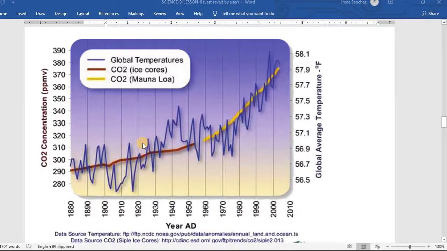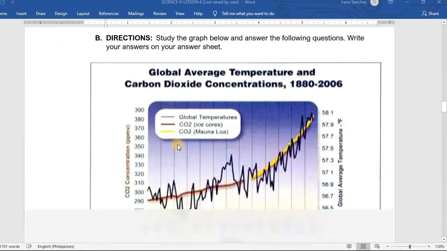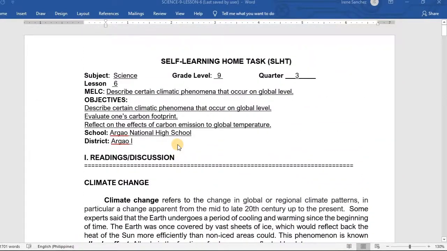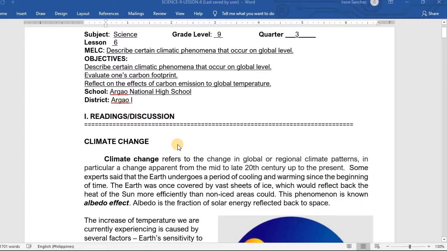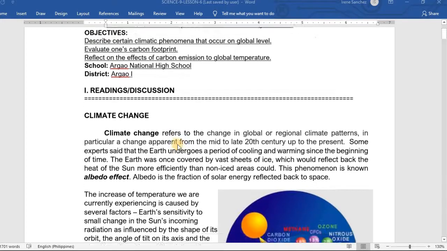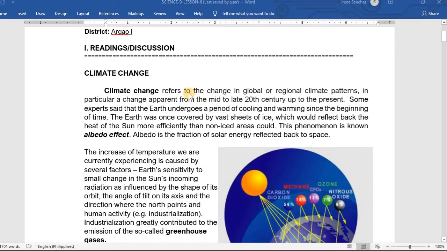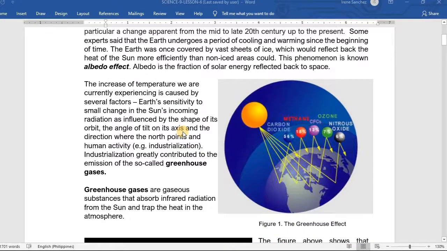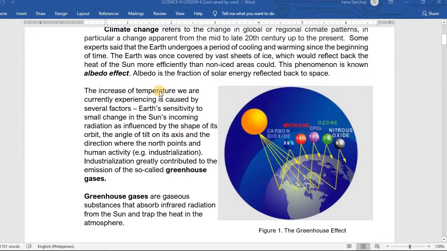So one of your classmates asked me how to look at this graph in SLHT 6 for Science 9. Before we go to that, let's go over our SLHT 6. It is all about climate change, the global change in temperature due to different changes in climate patterns. There are keywords here, and then you can read.